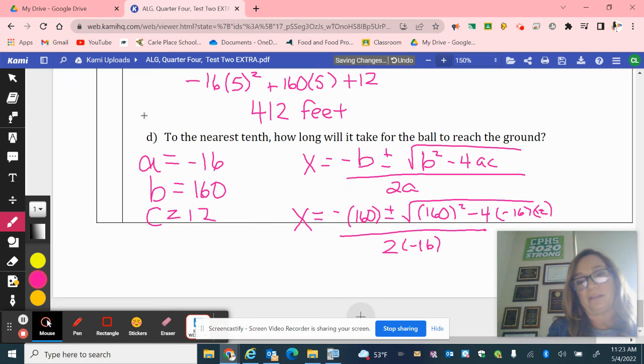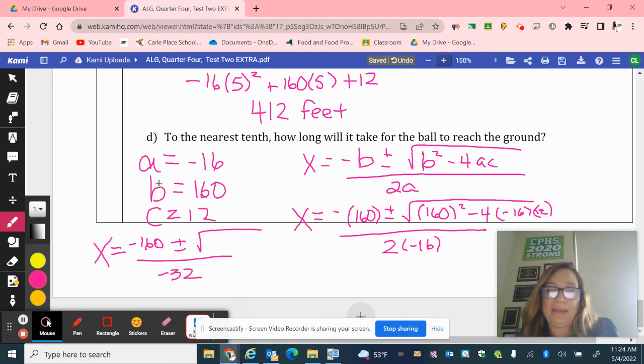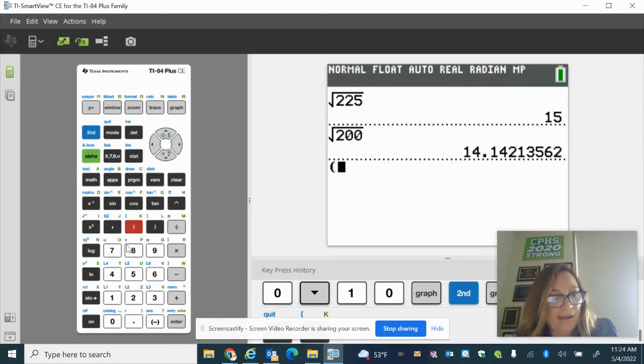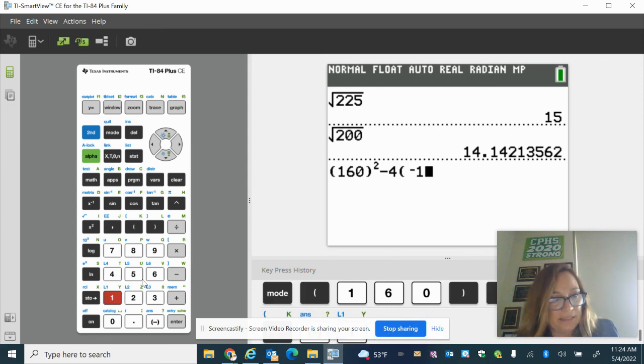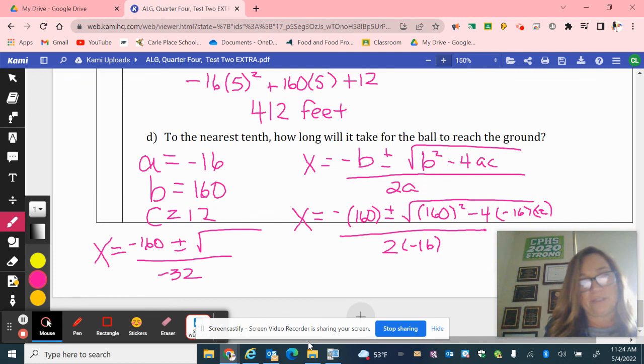This is totally going to be a calculator deal. So x is equal to negative 160 plus or minus the square root of, that's going to be a big number, all over negative 32. I'm going to type that in my calculator: parentheses 160 squared minus 4 parentheses negative 16 parentheses 12. That's the discriminant, and it's a big number. It's 26,368.